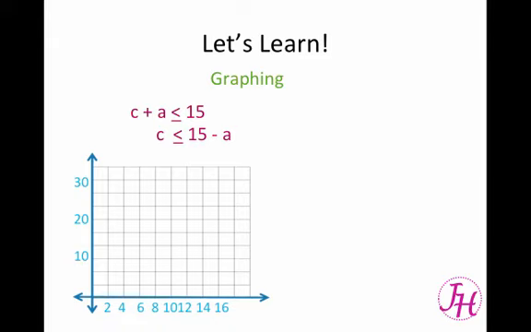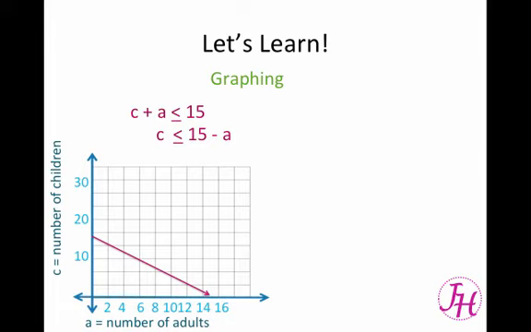So on our coordinate plane, we have the vertical axis, which is C, the number of children, and then we have our horizontal axis, which is A, the number of adults. So we can graph our line using 15 as the y-intercept and negative 1 as the slope. So there's the graph of our line, and again, it's equal to, so we have a solid line, and we're going to shade below that line.